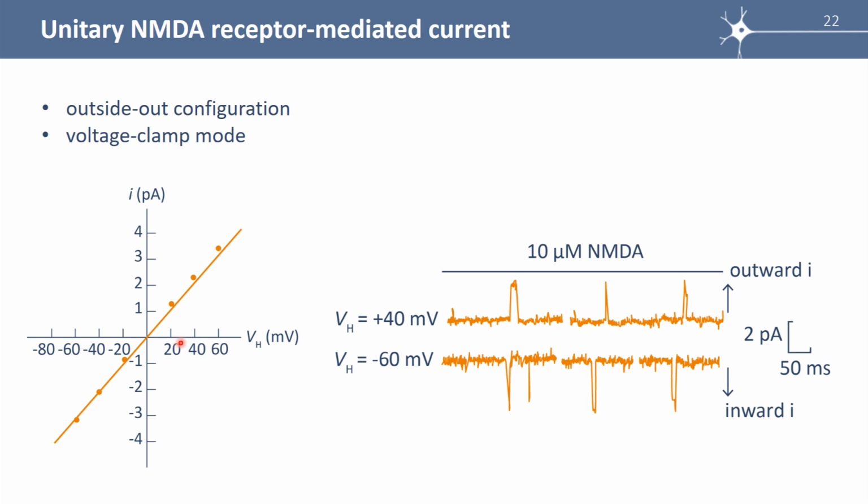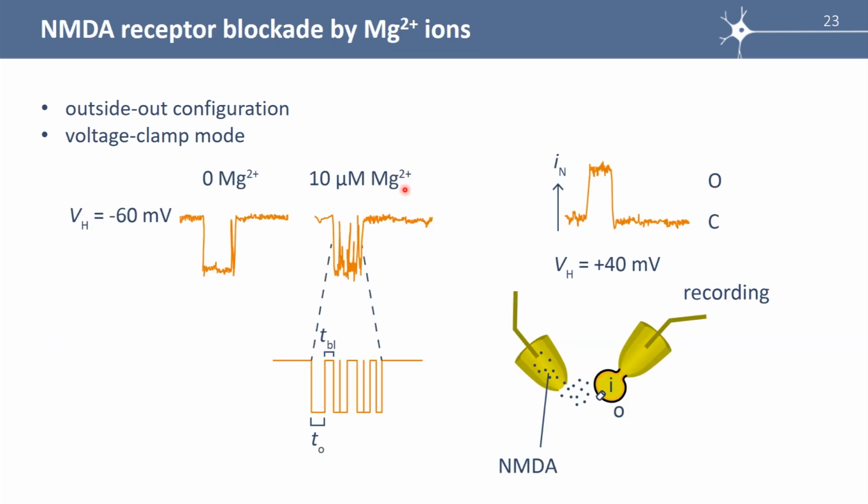Which cations? Sodium, potassium, and also calcium, or only sodium and potassium? We will address this question of ionic permeability of NMDA channels when we will study the total NMDA current. Why do we have to remove the magnesium ions? What do they do, these magnesium ions?